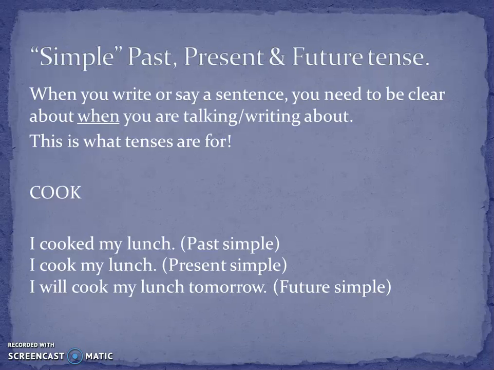So if we look at the verb cook, the simplest way to get your past tense is to put ed at the end. And so if the present tense is I cook my lunch, the past simple tense is I cooked my lunch. Just put an ed on there. I cooked my lunch. That was in the past. You can add other sentences to specify exactly when in the past. You know, I cooked my lunch. This was last week or something like that.